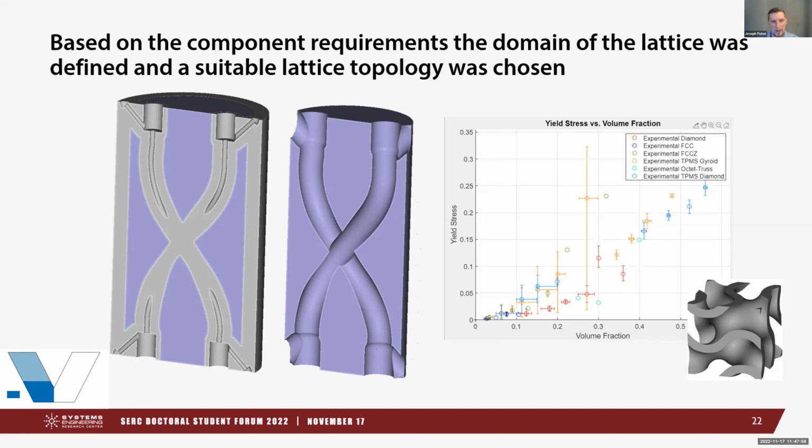We then can, based on our localized requirements, choose an appropriate lattice. The data to do this is fairly sparse right now, but that's one of the things that I'm working on, is trying to get better lattice data. But based on what's available, we're choosing a lattice called the gyroid. In this figure, it's called the TPMS gyroid, which is triply periodic minimal surface. But it looks like the shape on the bottom right there.